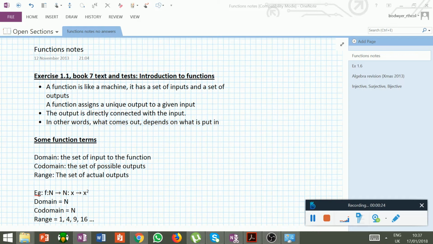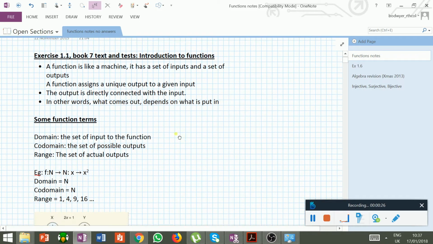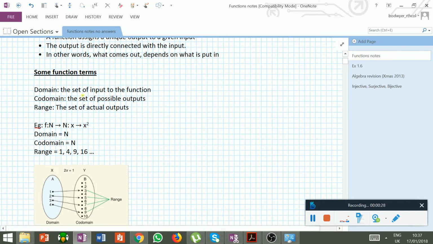Some function terms, again, you'll be familiar with these from Junior Cert, would be firstly the domain. That's the set of inputs for the function. The codomain is the set of all possible outputs. All of the possible outputs may not be mapped to, but the codomain is all possible outputs, and the range is the set of actual outputs.